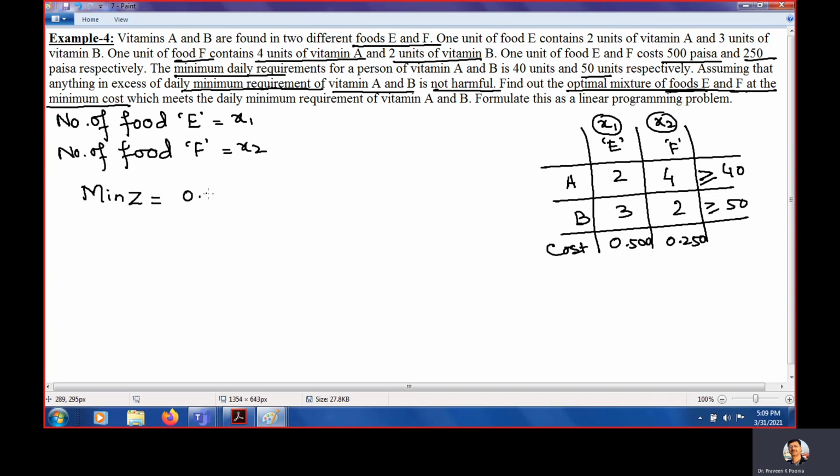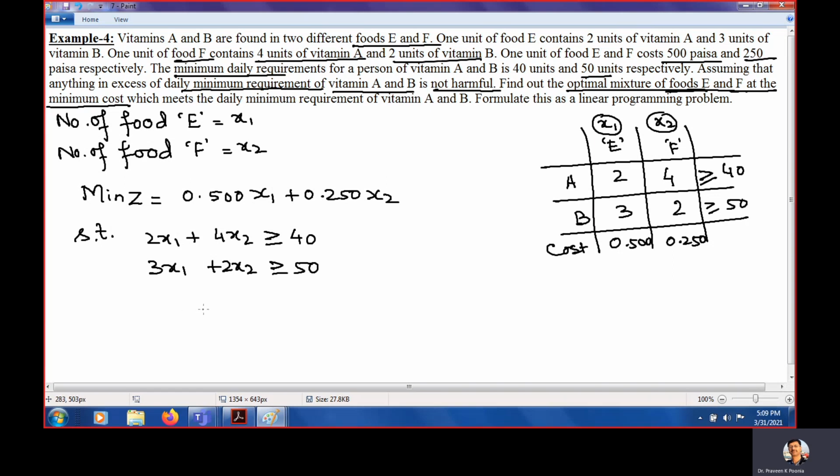So what is the cost of one type of E food? It is 500. And how many units are we making? X1 numbers. Quantity is X1. And similarly 0.250 X2. This is subject to what conditions? That is 2x1 plus 4x2 is greater than or equal to 40 and 3x1 plus 2x2 is greater than or equal to 50.